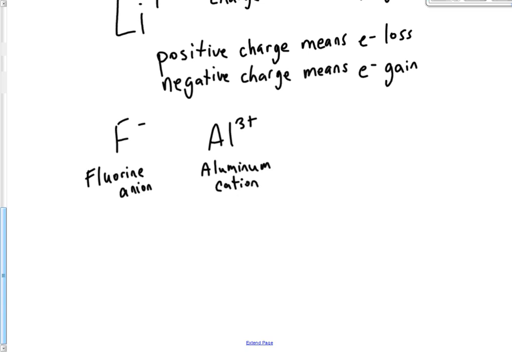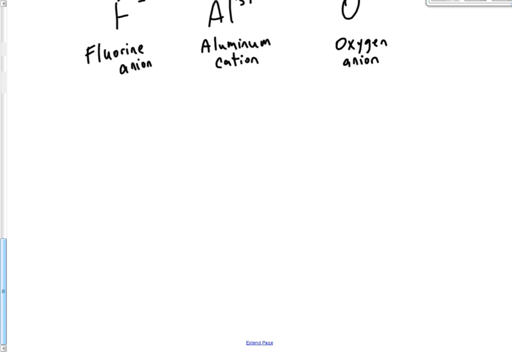Okay, now this is how you name these. You give the element name, and then you tell whether it's an anion or a cation. Okay, and then O2 minus, again, 2 minus, not -2. O is oxygen. And because it's negative, it is going to be an anion. Okay, that's ions. Let's move on to isotopes.